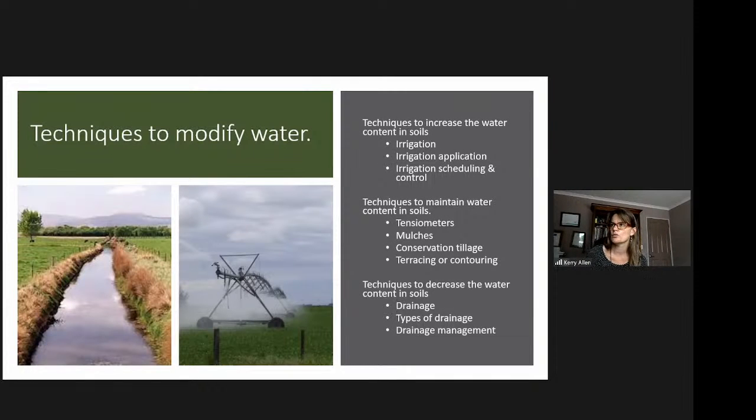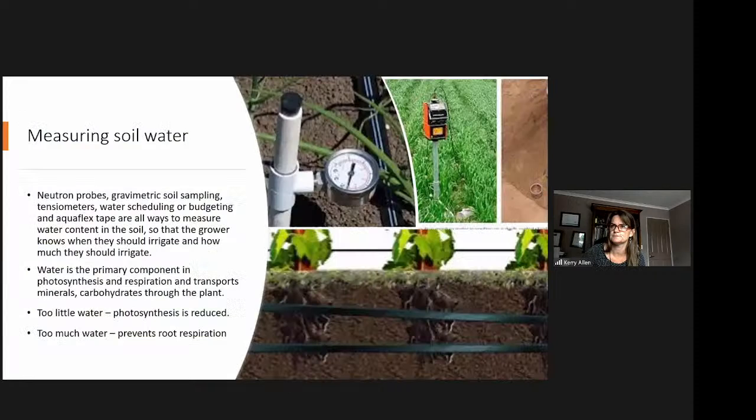And then modifying water, so we can increase it using irrigation and scheduling. We can maintain it, such as using mulches or tensiometers or conservation tillage, terracing or contouring, and we can decrease it using drainage and drainage management. Okay, so I haven't gone into these techniques in a lot of depth. You should have covered all these in your classes.